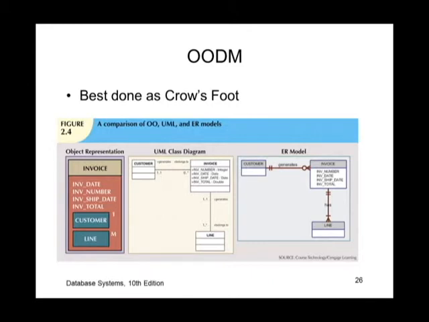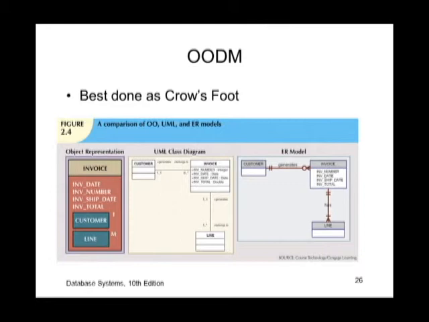Here's an example of an object-oriented database item represented in Crowfoot. We could represent it in Chen if we wanted to. Notice the object representation on the left and how that is done. The entity is invoice. The attributes are invoice date, invoice number, invoice ship date, and invoice total. Notice also there is a customer and a line item represented there. One customer with the potential of many line items.